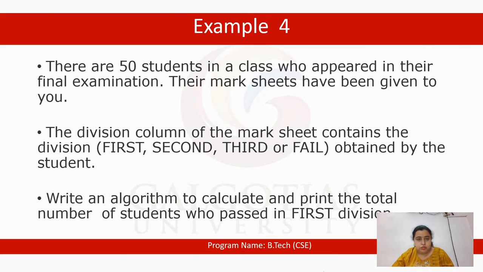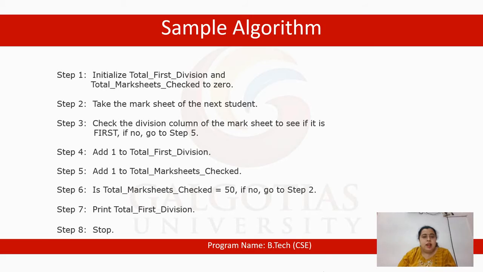So I hope you have understood what we need to do. There are 50 students in the class, right? Now we need to find out what division they have got. Have they cleared in first division, or second or third, or have they failed? And we need to also calculate the total number of students who passed in first division. So let's start. Step 1 is start, right? And last step is stop. I have not written the start, but you may write it.